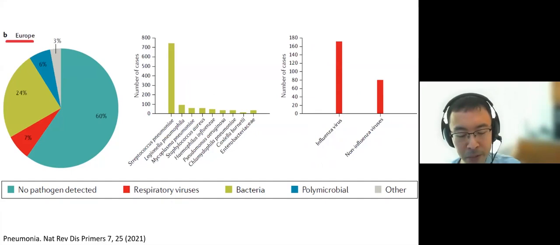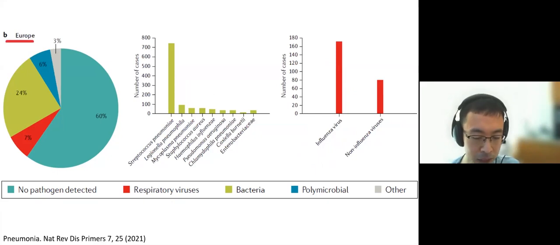So in Europe, where pneumococcal vaccine uptake is lower and smoking rates remain high, strep pneumo remains the dominant pathogen. Viruses make up only 7%. And again, in the vast majority of cases, 60%, they have no identifiable pathogen.